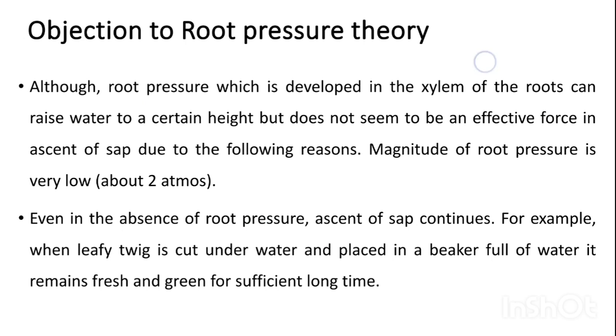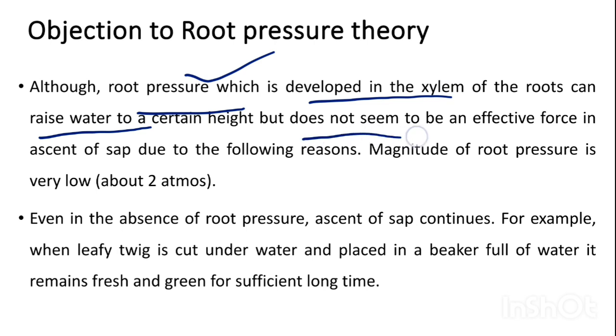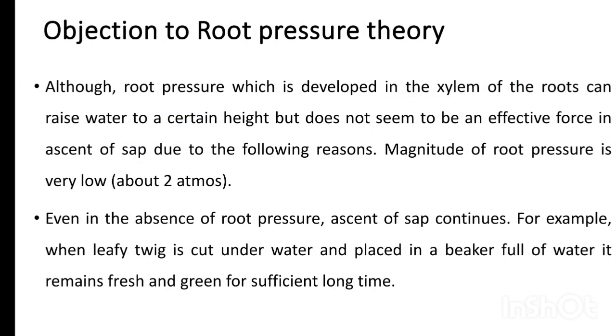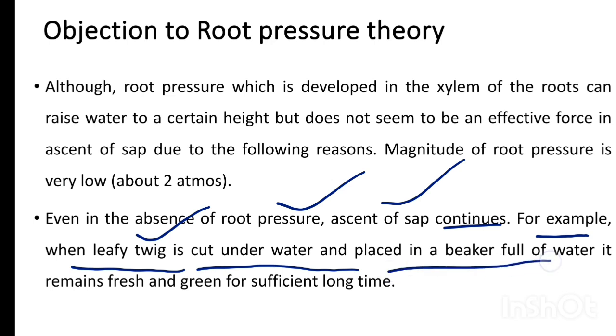And what are the objections? Although root pressure is developed in the xylem of roots and can raise water to some extent, it does not seem to be an effective force in ascent of sap due to the following reasons. The magnitude of root pressure is very low. Even in the absence of root pressure, ascent of sap continues. For example, when a leafy twig is cut under water and placed in a beaker full of water, it remains fresh and green for a sufficiently long time, where the root is totally absent. So, root pressure is not responsible for ascent of sap.